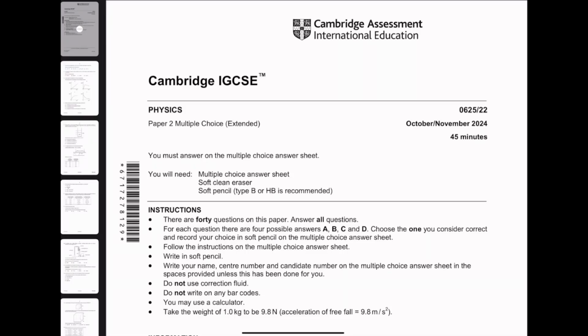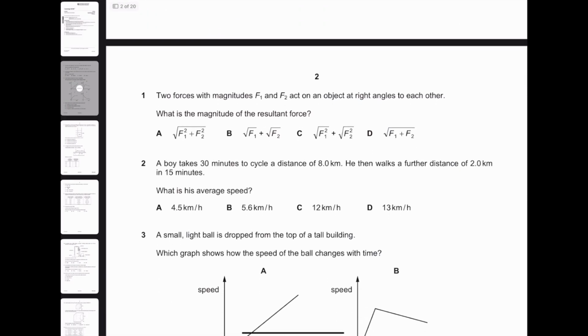The paper we are solving today is IGCSE Physics October-November 2024, variant number 22. So the MCQ paper. Now let's start with the first question.